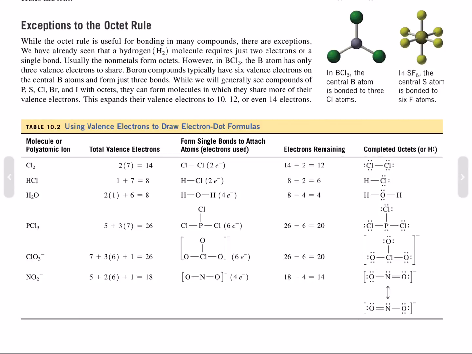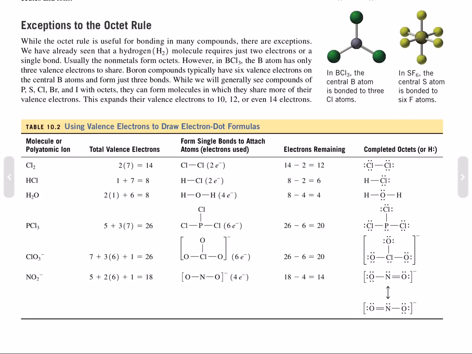Chlorate ion: it is 7 for the chlorine, 3 oxygens at 6 each, plus 1, it being an anion, is 26 electrons. So there are 3 bonds, so that's 6 electrons. That means there's 20 left. So there's going to be 9 on the oxygens and 1 on the chlorine.